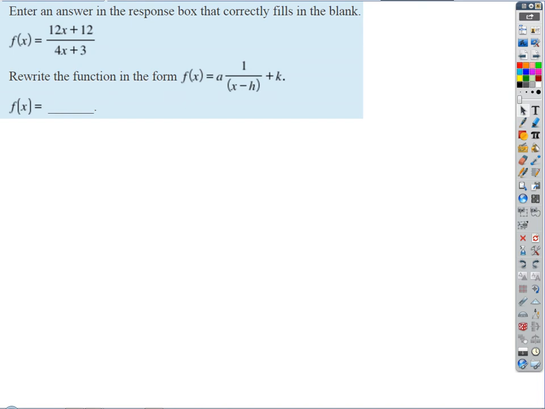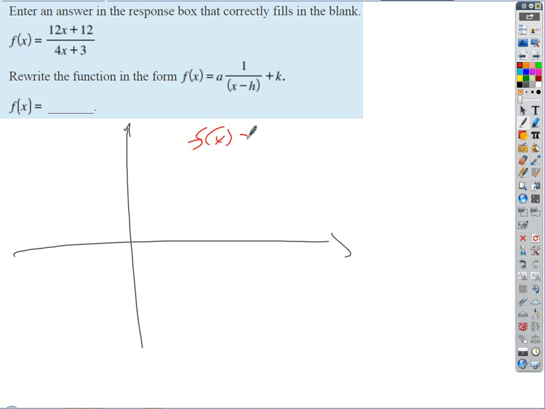So we've got this rational function, and we want to write it in this form right here, right? And why would we do that? Because then it relates the graph to the parent function. It looks like this. If we graph f of x equals 1 over x, what did that graph look like? What does an inverse function look like? Because that's what we'd call an inverse function.